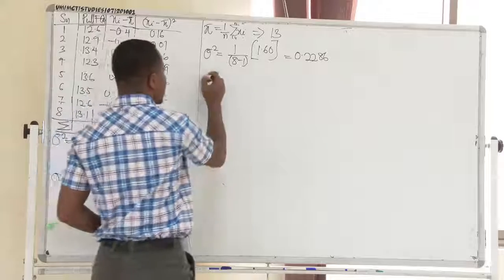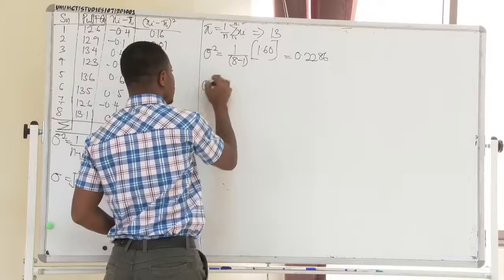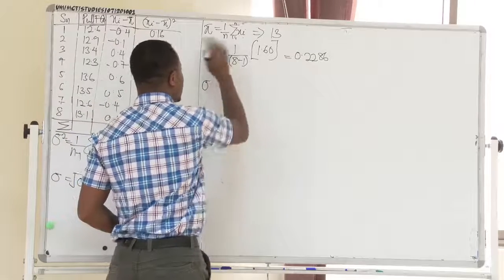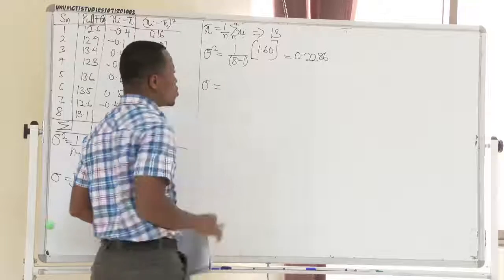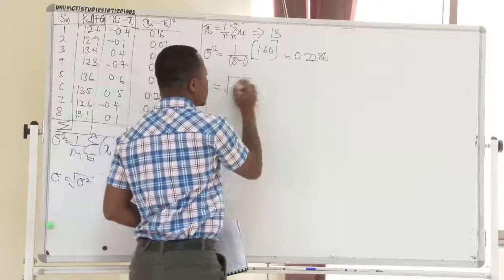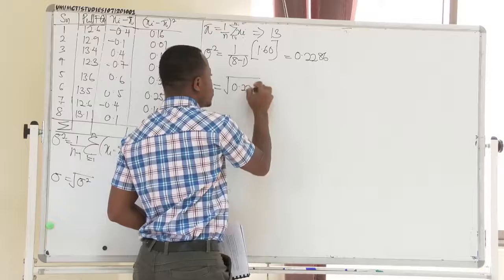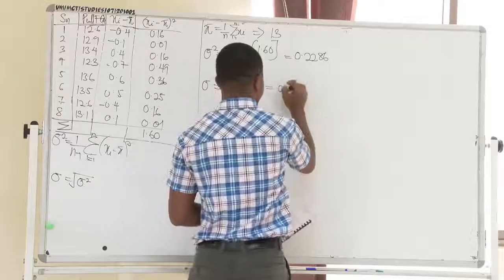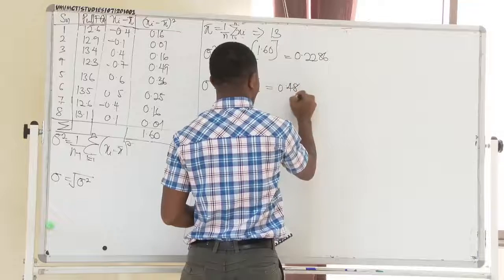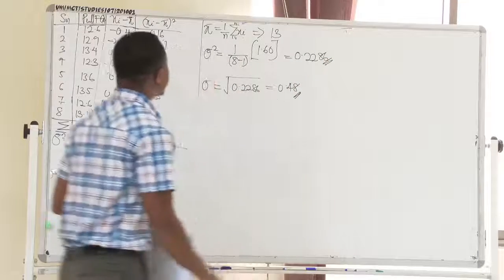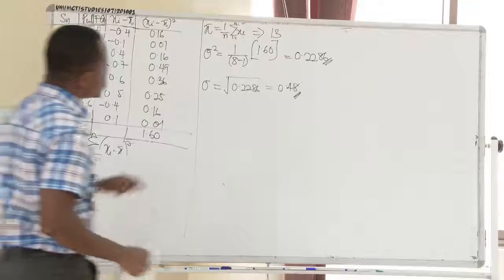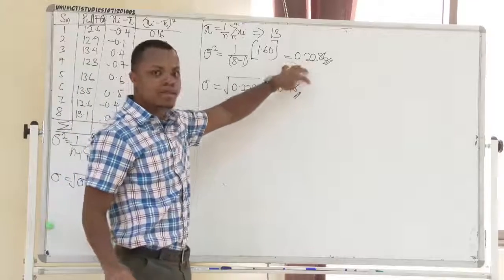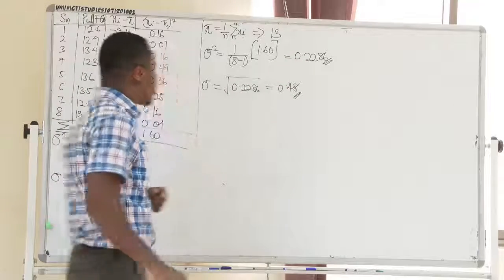Now, with this variance, we can also estimate our standard deviation. Remember, the standard deviation is the square root of the variance, which is the square root of 0.2286, and this leads us to 0.48.